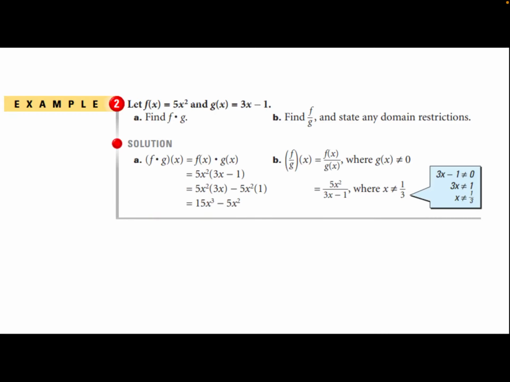So when you simplify, you would get f of x over g of x, where g of x is not equal to 0. And that would give you 5x squared divided by 3x minus 1. And on the side of the blue text box, you can see how they found that x does not equal 1/3 because that would give the function as undefined.